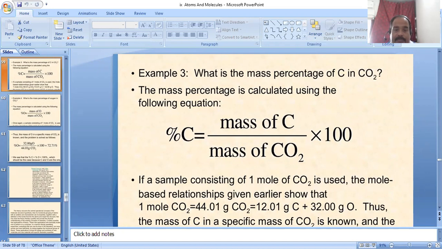Dear students, in the last video we discussed the mole concept and the mole, especially to identify the value of a constant, 6.022 into 10 power 23. And today we discuss a numerical.